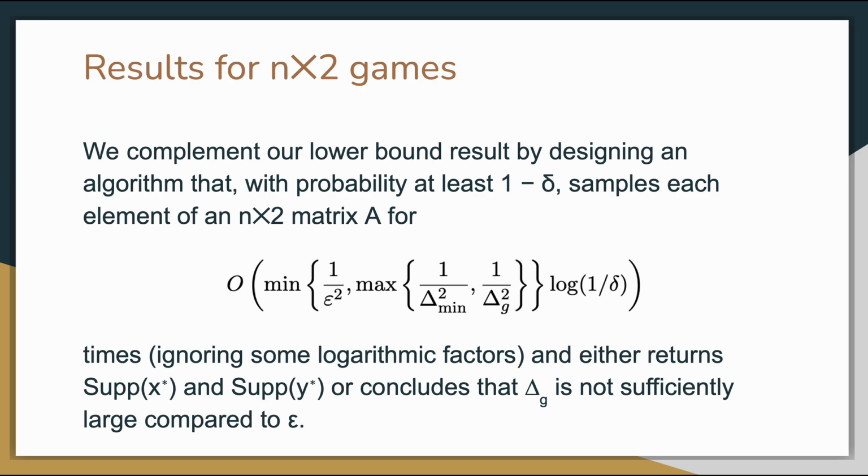Now we complement this lower bound by designing an algorithm that uses roughly 1 by delta g square samples again, and finds the support of the matrix. And the support would be a 2 cross 2 case as I was specifying earlier, and then we can use the algorithms for 2 cross 2 to find the desired solution concept, whether epsilon good or epsilon Nash equilibrium.